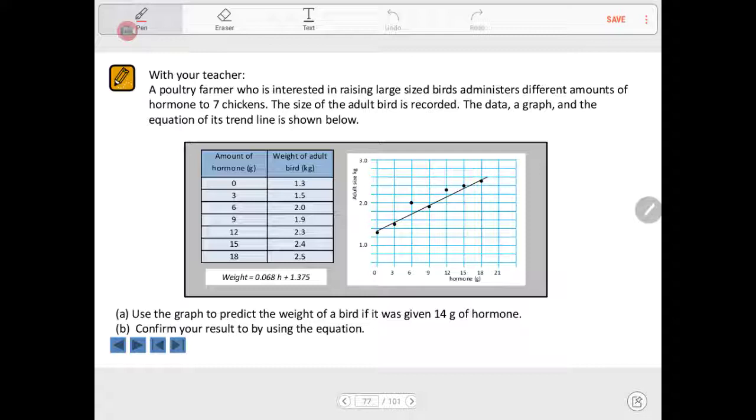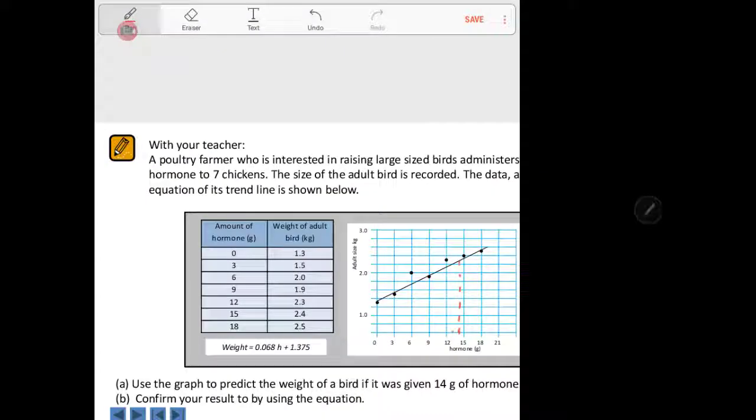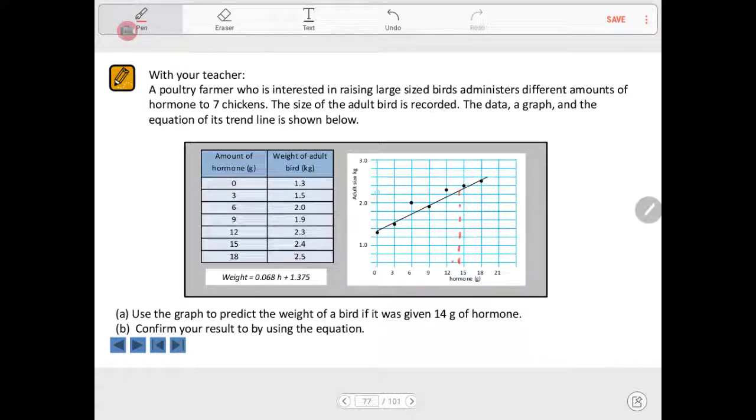So 14 grams. Now on the graph, 14 grams of hormones is roughly 12, 13, 14, so about here. So I'm going to go up to the line from there and then across. Okay, and then across from there. That comes in about here, which is close to about 2.3, maybe just under, but close enough, we'll say, to 2.3 kilograms. So the graph predicts that a bird which is administered with 14 grams of hormone will weigh 2.3 kilograms.